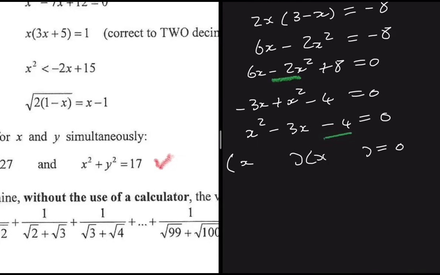When we add them, we get minus 3, right? So that is minus 4 and plus 1. So we have x plus 1, x minus 4. So x can be equal to minus 1, or x can be equal to 4.